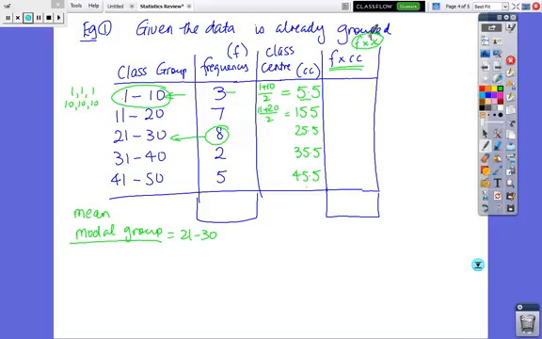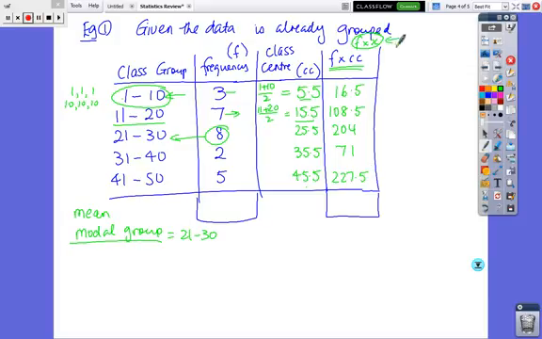So when you do your calculations, you just get your calculator out, and that is 16.5, and then I have to use my calculator. 7 times 15.5 is 108.5. So again, this 15.5, we don't know what the scores are, but we're going to say that all 7 scores are 15.5. 8 times 25.5 for the next one is 204 exactly. 2 times 35.5 is 71. 5 times 45.5 is 227.5.